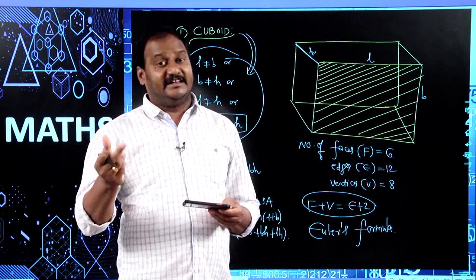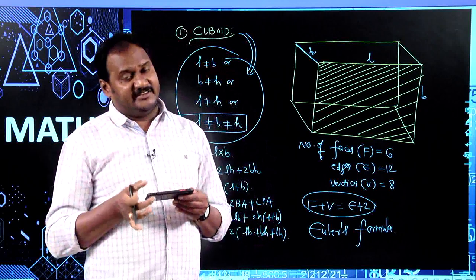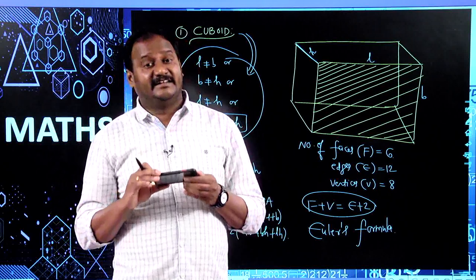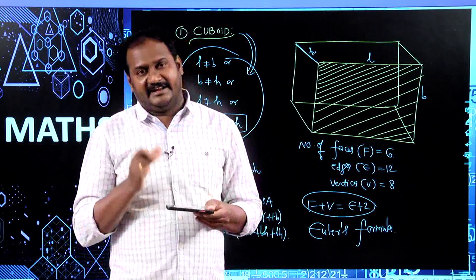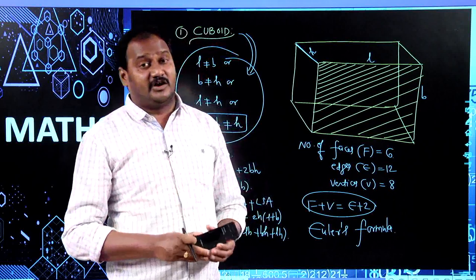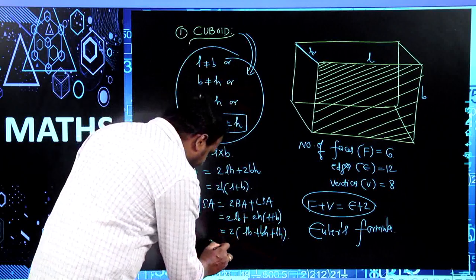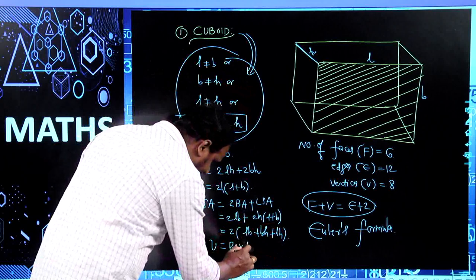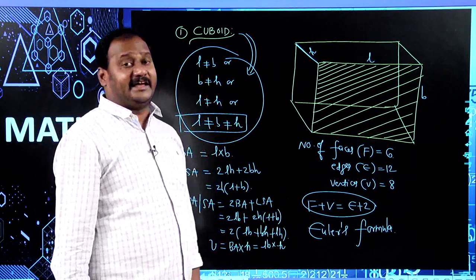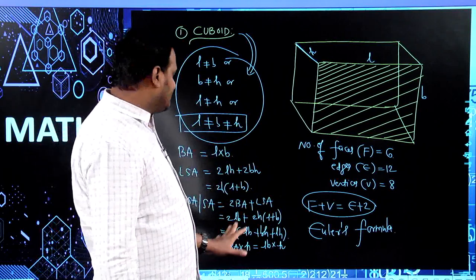To understand that in a better way: if any solid is having uniform thickness, then the volume of that particular solid can be considered and studied as base area multiplied by height. Base area multiplied by height will give you the volume of a solid object. Its base area is equal to L into B, multiplied by height, which is H. So LB times H is said to be the volume of our cuboid. Hope you understand. So, that is about the volume of the cuboid.